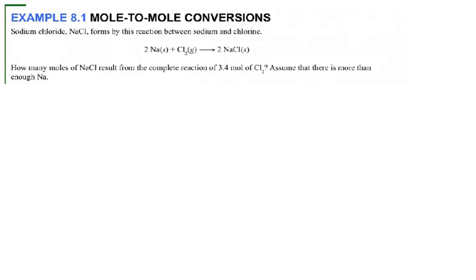Here you got sodium chloride being formed by reacting sodium and chlorine. The question says, how many moles of NaCl result from the complete reaction of 3.4 moles of chlorine? Assume that there is more than enough sodium. When you read this question, they want to know how many moles of NaCl. That is the unknown. So look what I'm going to do. I'm going to label that with my letter B here. The unknown is NaCl, and we're looking for moles.